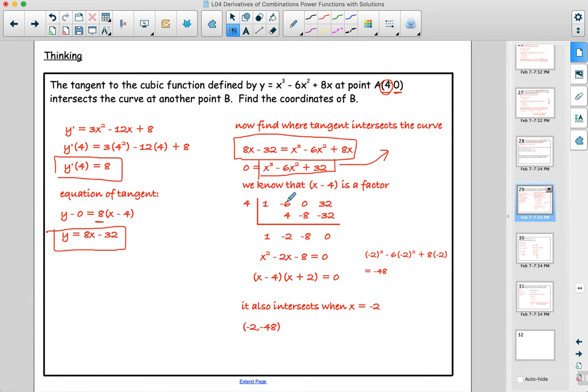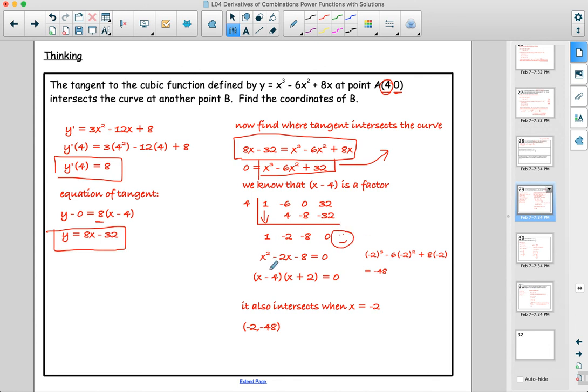1x cubed minus 6x squared plus 0x plus 32. The 1 comes down. 1 times 4 is 4. Negative 6 plus 4 is negative 2. 4 times negative 2 is negative 8. 0 plus negative 8 is negative 8. 4 times negative 8 is negative 32. 32 plus negative 32 is 0. I can put a little happy face there. There we go. I expected the remainder to be 0.